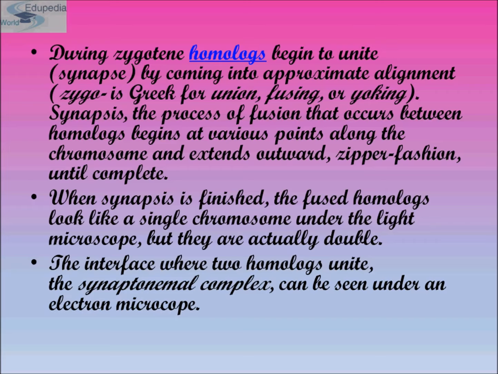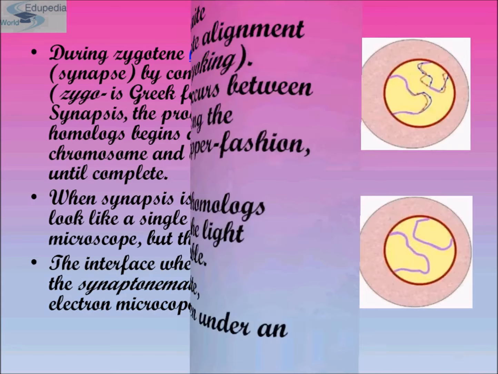Synapsis is the process of fusion that occurs between homologous chromosomes, begins at various points along the chromosome and extends outward in a zipper fashion until complete. When synapsis is finished, the fused homologous chromosomes look like a single chromosome under the light microscope, but they are actually double. The interface where two homologues unite is known as the synaptonemal complex, and that can be seen under an electron microscope.